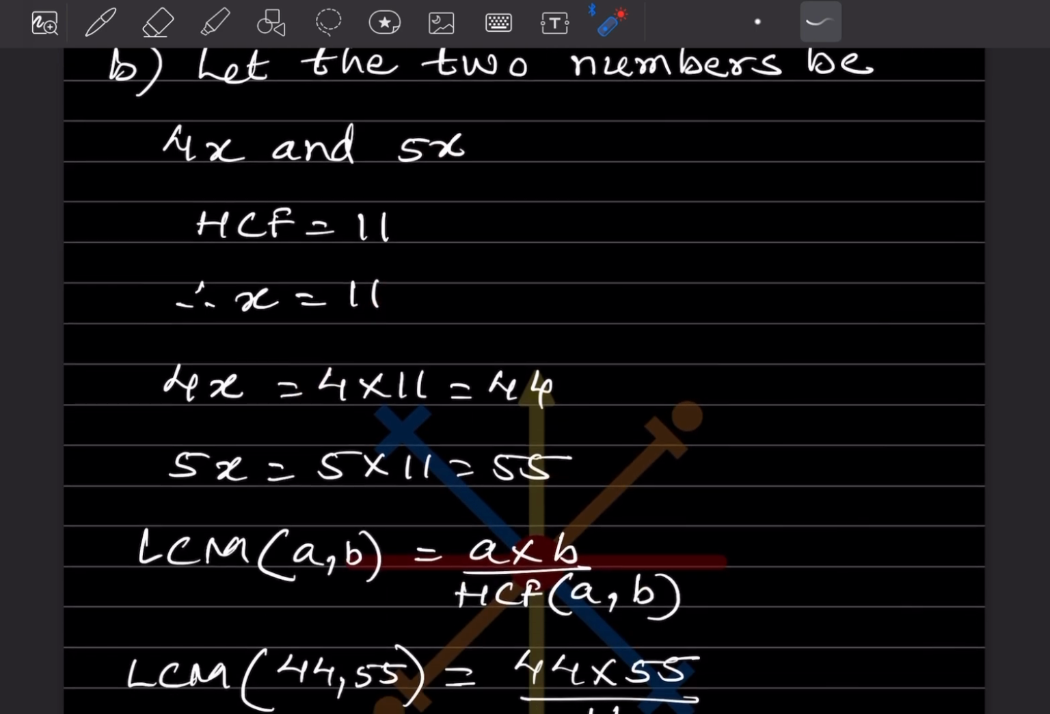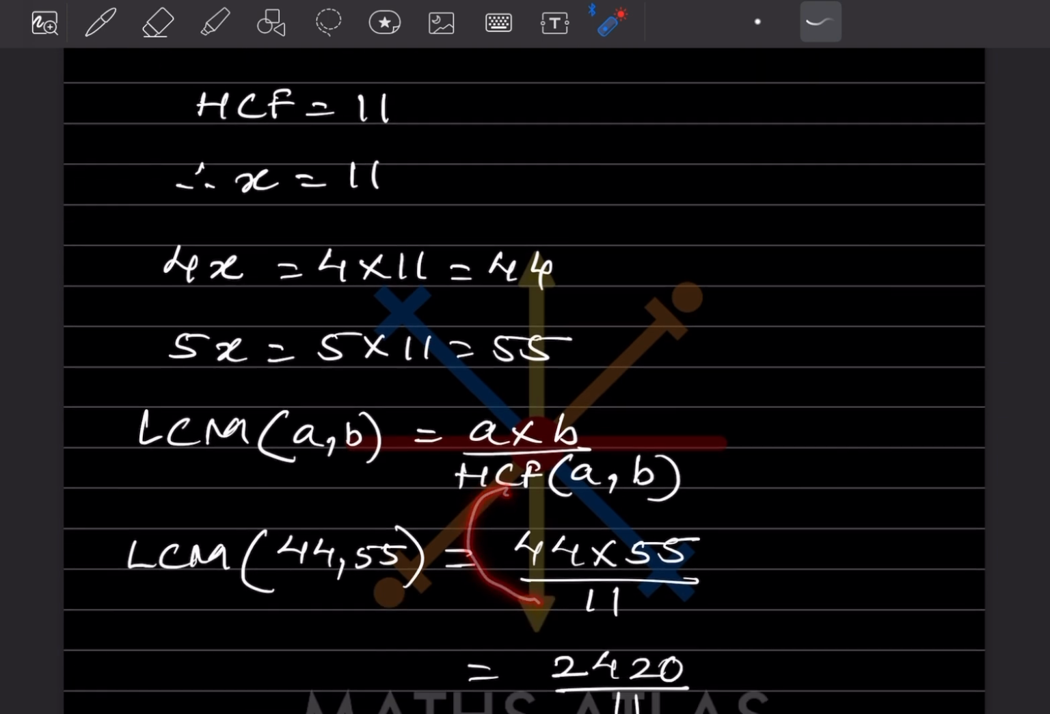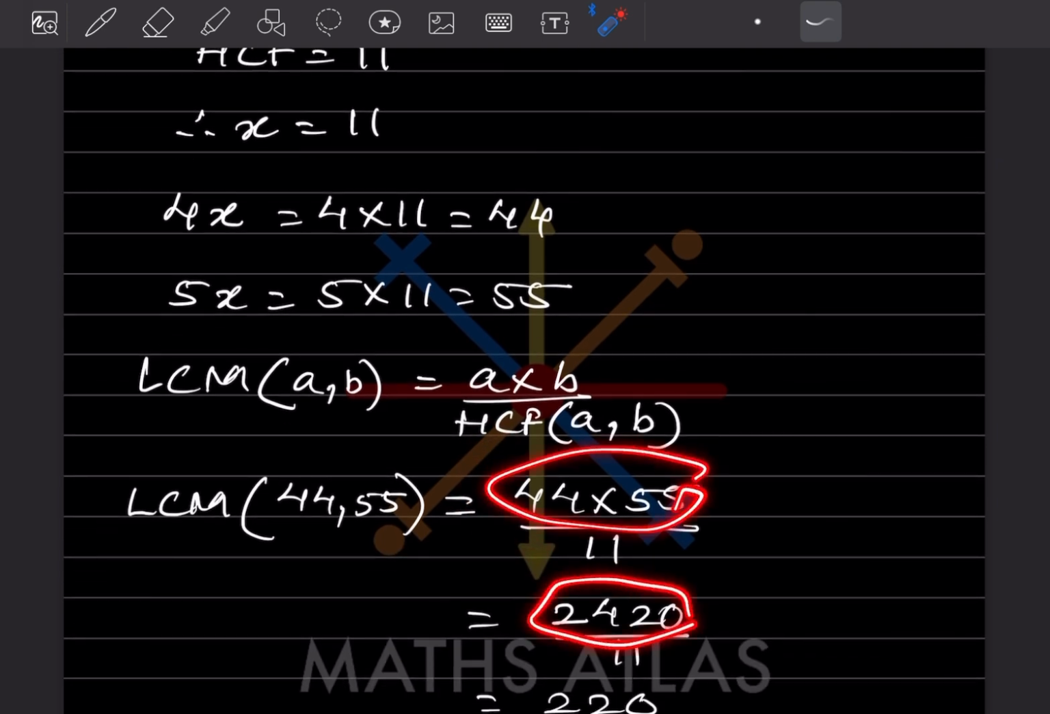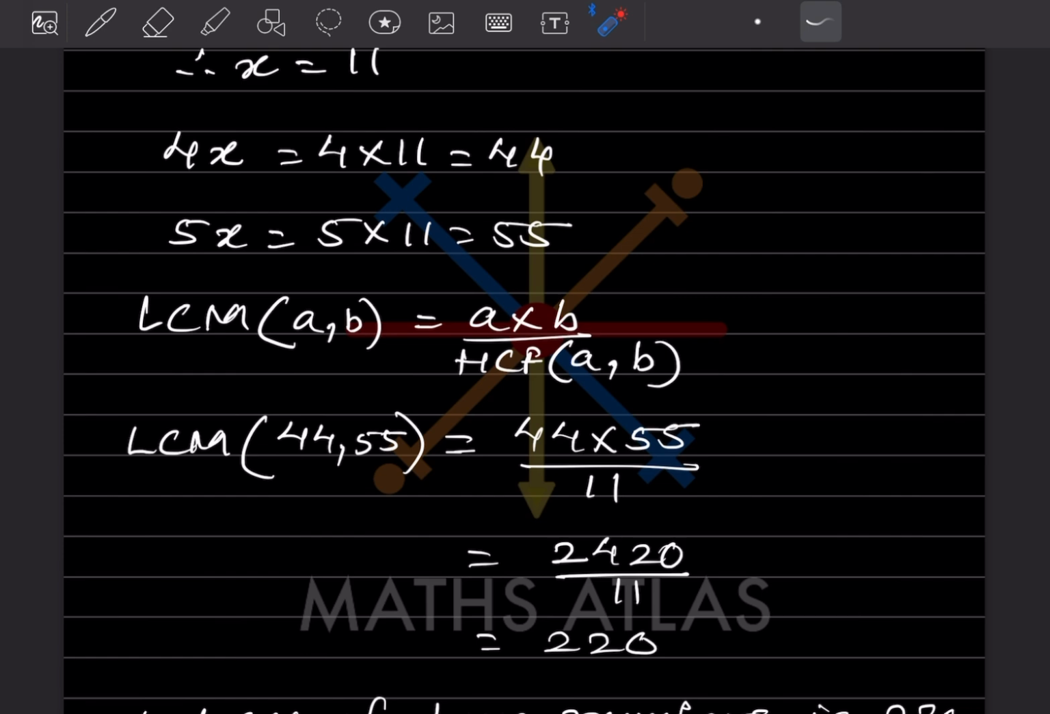Now we know this formula, that is LCM of A and B is A into B divided by HCF of A and B. So this is A and this is B. In place of this we'll write here 44 as A and 55 as B, and the HCF is given as 11, so below this we are going to write 11. After solving this, you get 2420 divided by 11, and when you divide it, you get 220. So the LCM of the two numbers is 220.